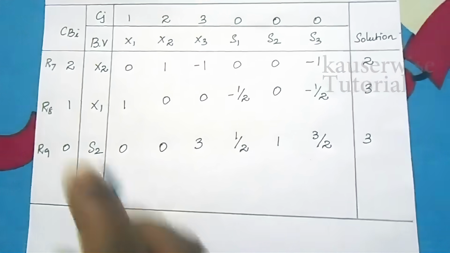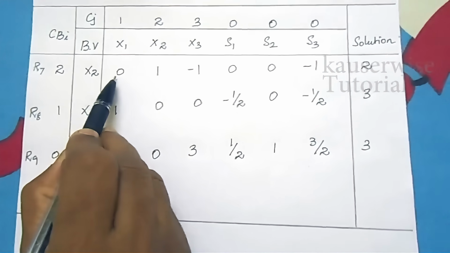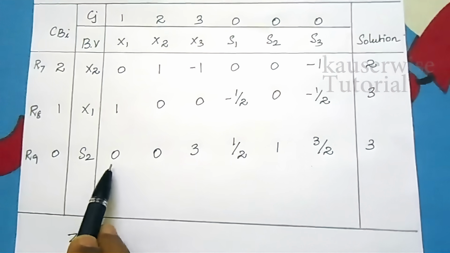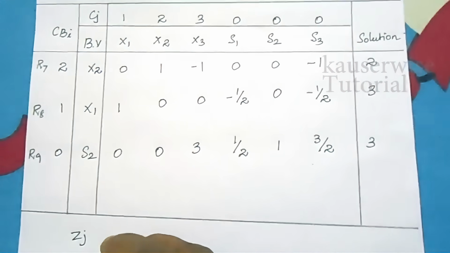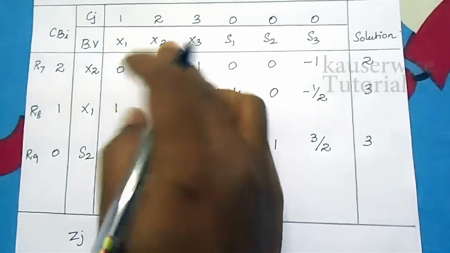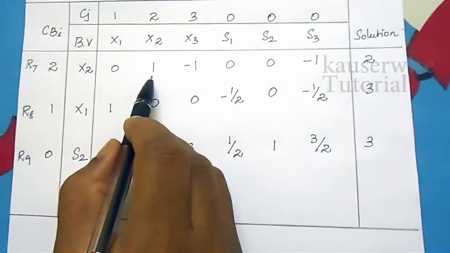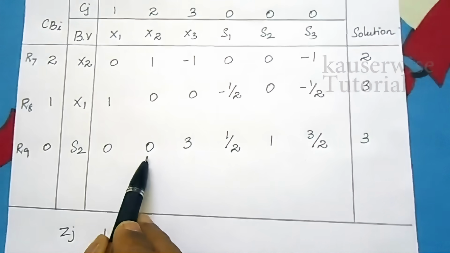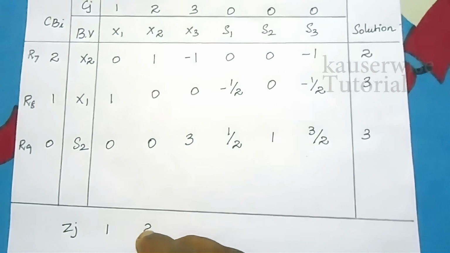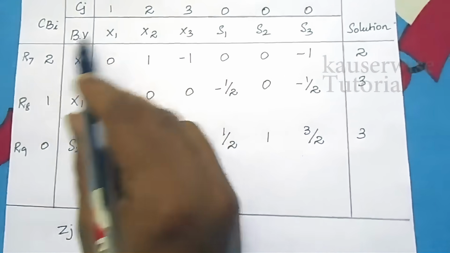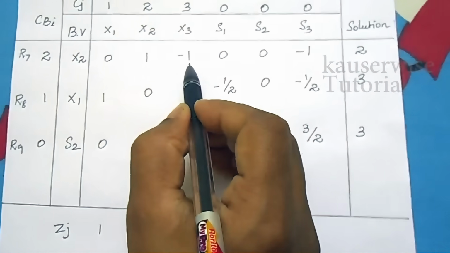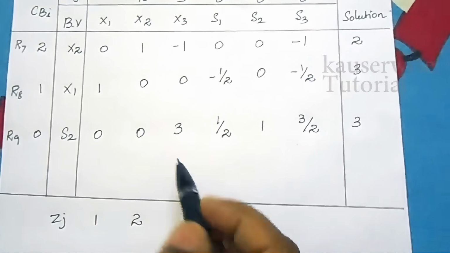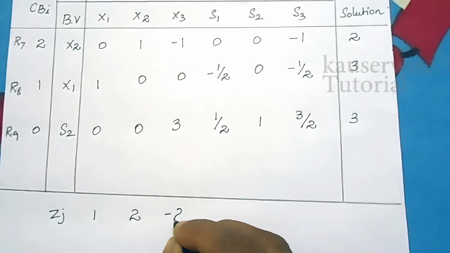For Zj value, see the first one, 2 into 0, 0 plus 1 into 1, 1 plus 0 into 0, 0. So the answer is 1. For x2, 2 into 1, 2 plus 1 into 0, 0 plus 0 into 0, 0. So the answer is 2. Next one, 2 into minus 1, minus 2 plus 1 into 0, 0 plus 0 into 3, 0. So the answer is minus 2.